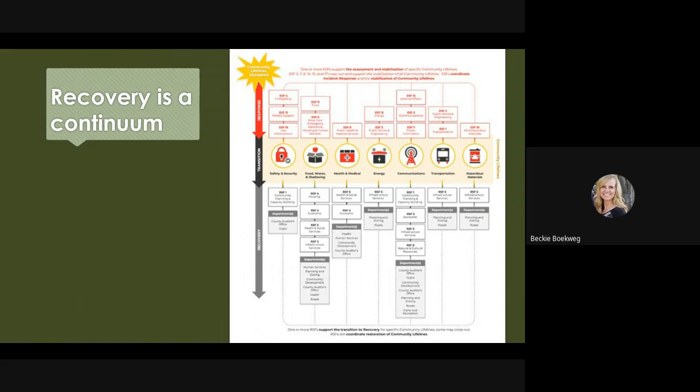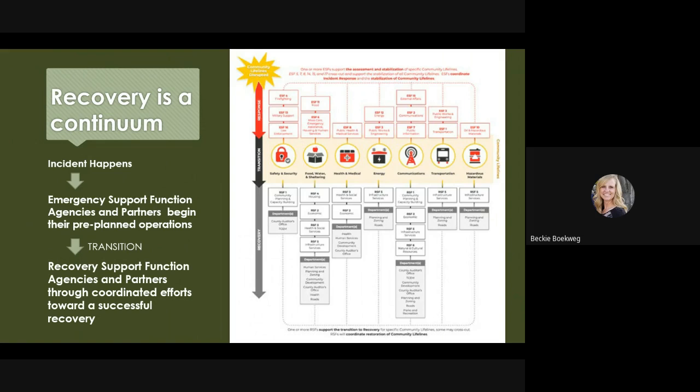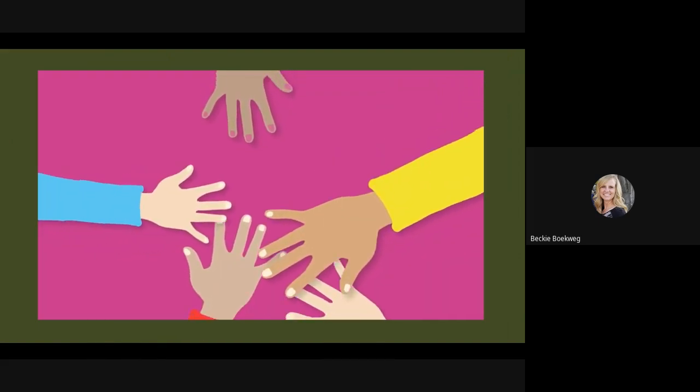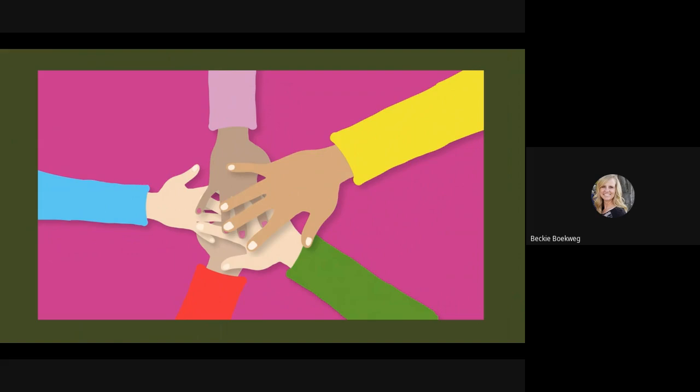Short-term recovery operations begin shortly after the incident begins and are typically managed through the emergency support function. As the incident evolves, it is not uncommon for both ESF and RSF functions to overlap for a period. The leads of the respective groups must work together to ensure coordinated efforts toward a successful recovery. It is imperative that coordination occurs across all levels of government, private sector, NGOs, and community organizations that play vital roles in recovery for the community.